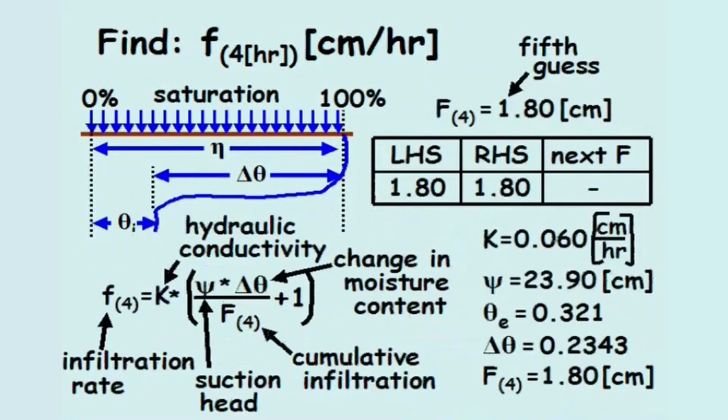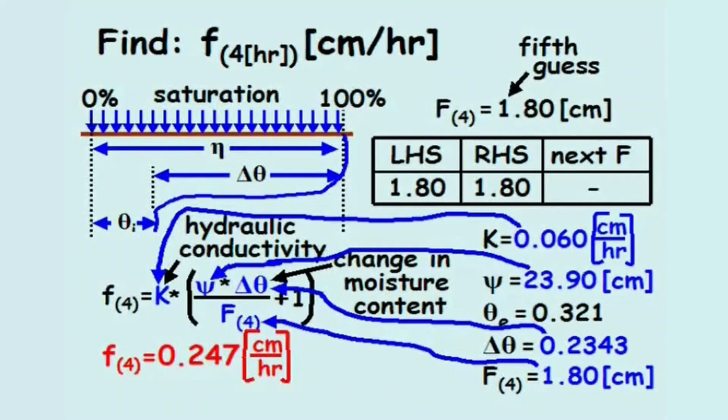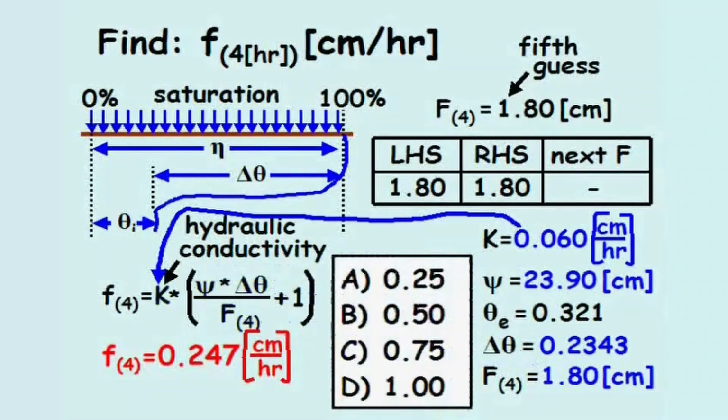Returning to our equation for the infiltration rate, we now know the cumulative infiltration after 4 hours is 1.80 centimeters. And from earlier, we've already determined the values for hydraulic conductivity, suction head, and change in moisture content. After making these substitutions, the infiltration rate equals 0.247 centimeters per hour. When reviewing the possible solutions, the answer is A.